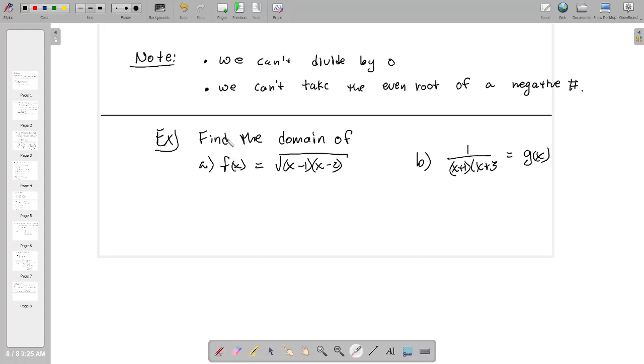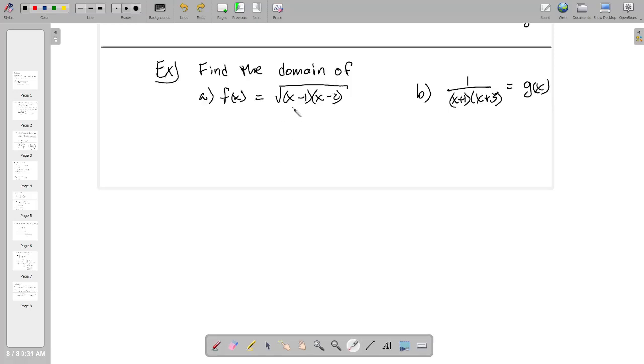We know that we cannot take the square root of a negative number because we have an even root here. If this was a cube root, it would be fine. All real numbers, no problem. But because we have a square root and 2 is an even number, we cannot have a negative number as a radicand. We need to find the values for which x minus 1 times x minus 2 is greater than or equal to 0. We can take the square root of 0, but we cannot take the square root of a negative number. So our problem reduces to x minus 1 times x minus 2 is greater than or equal to 0.